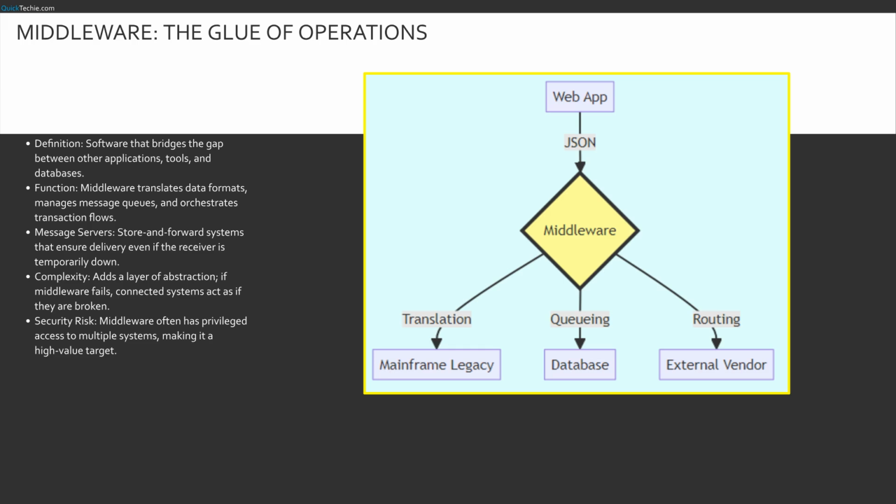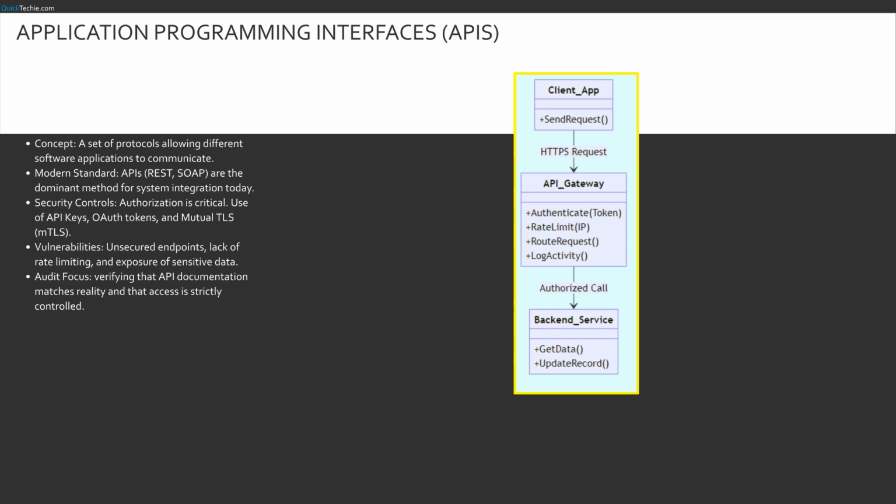Here we see middleware at the center of the action. The web app speaks modern JSON. The middleware accepts this, translates it for the mainframe, queues it for the database, and routes it to an external vendor. Without that central yellow node, the web app would need to know how to talk to 3 different, incompatible systems directly. Let's dive deep into APIs.